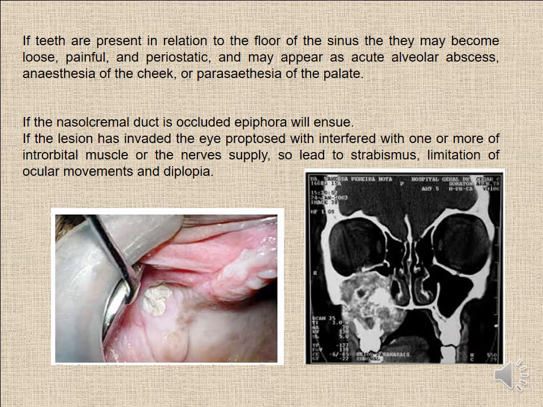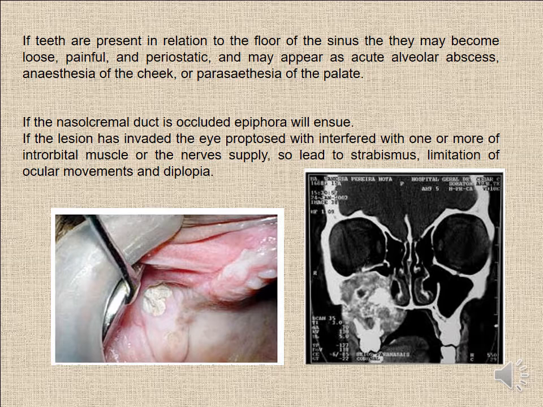If teeth are present in relation to the floor of the sinus, they may become loose, painful, and periostitic, and may appear as an acute alveolar abscess, with anesthesia of the cheek or paresthesia of the palate. If the nasolacrimal duct is occluded, epiphora will ensue, leading to tearing that goes outside of the nasolacrimal duct.